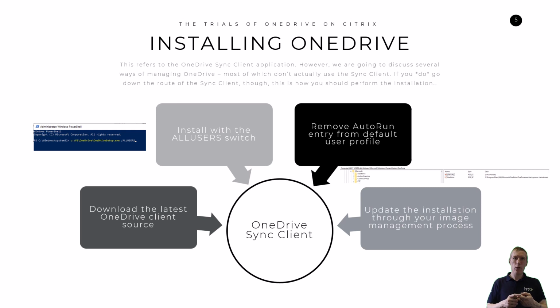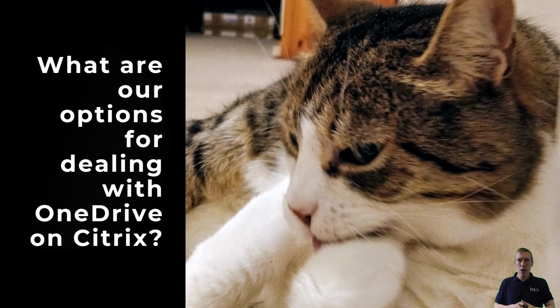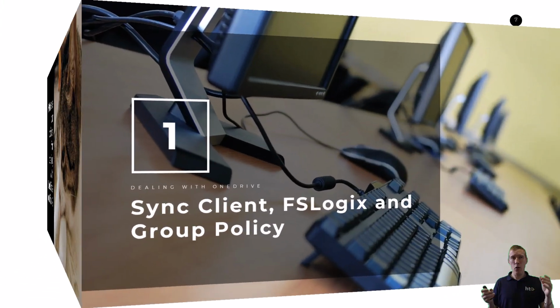Make sure you install with the correct switch, remove the auto start entry, and you also need to make sure that you update the installation through your image management process, right? The best way to do it is evergreen, but that's a completely different subject, so just make sure you keep it up to date. So, what are our options for dealing with OneDrive on Citrix or other virtual platforms?